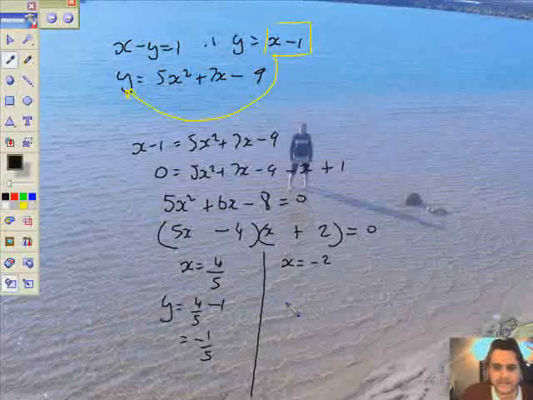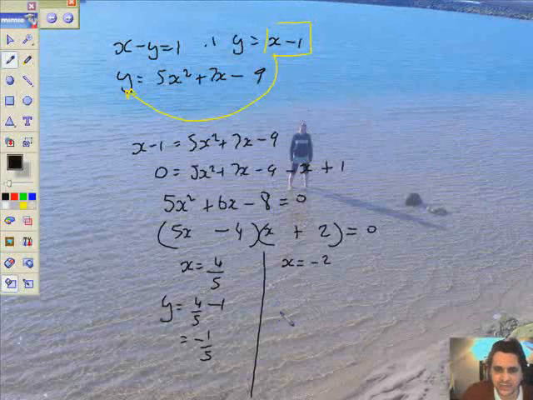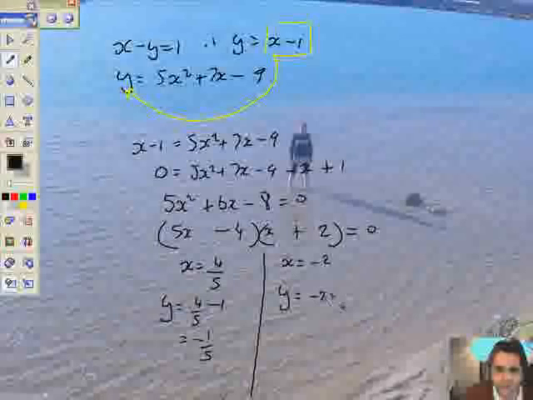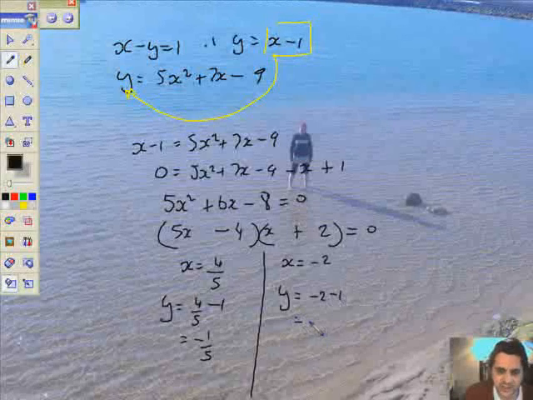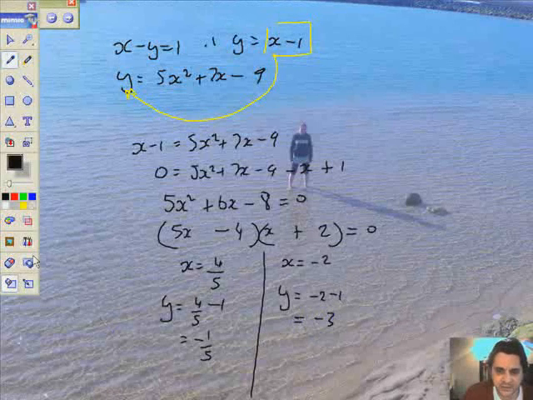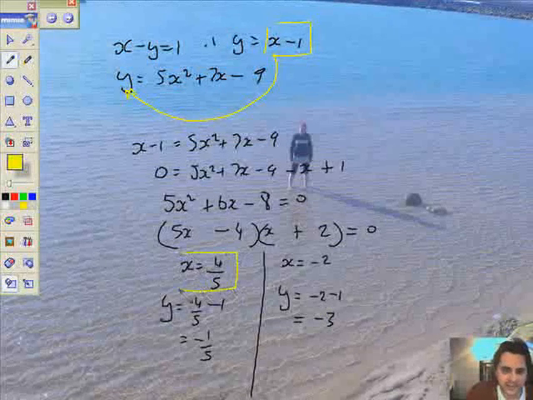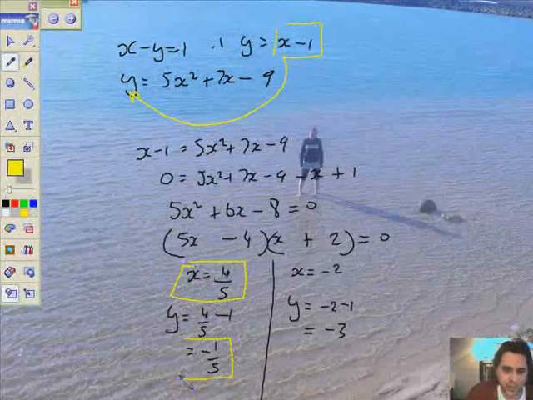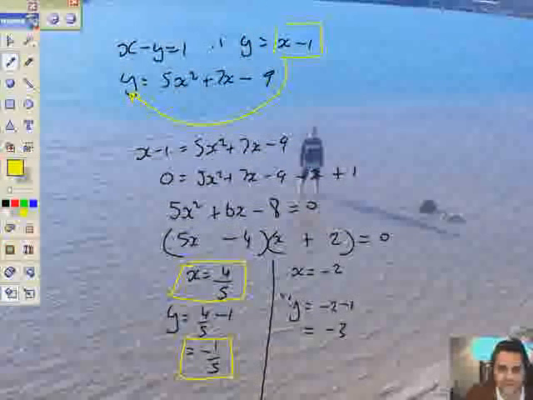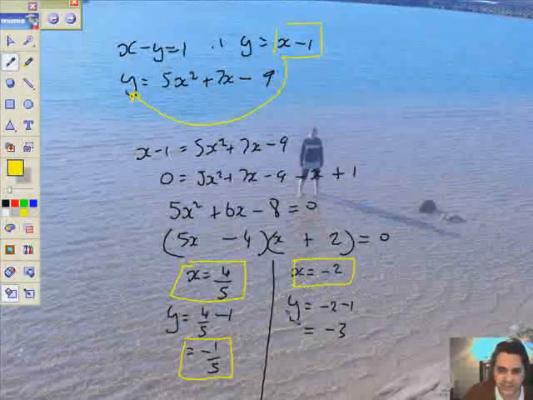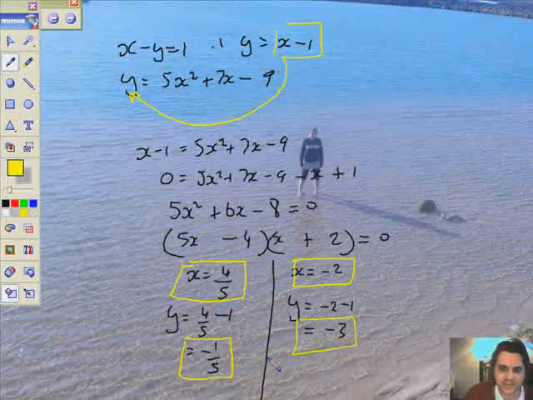That's that one done. And substitute minus 2 into there. I've got y equals minus 2 minus 1. So that's going to be equal to minus 3. And these are my values. So when x is 4/5, y is minus 1/5. When x is minus 2, y is going to be minus 3.